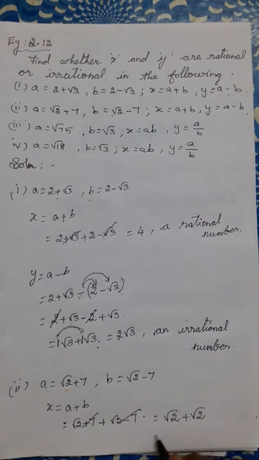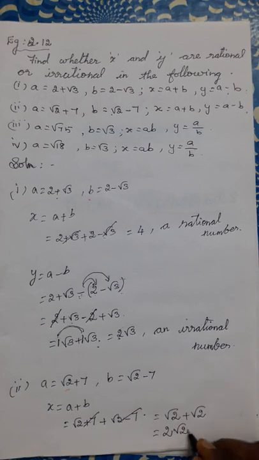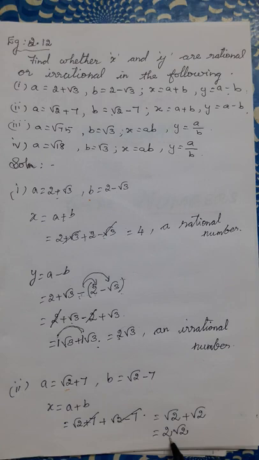Root 2 plus root 2 means 2 root 2. 2 root 2 is an irrational number. A rational number times an irrational number, the product of rational and irrational together, is an irrational number.